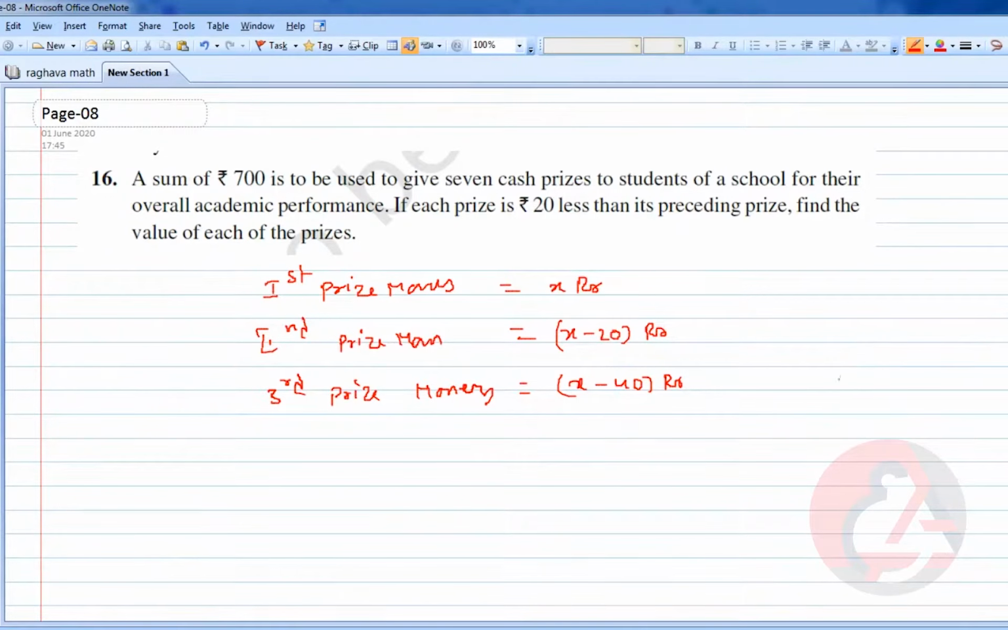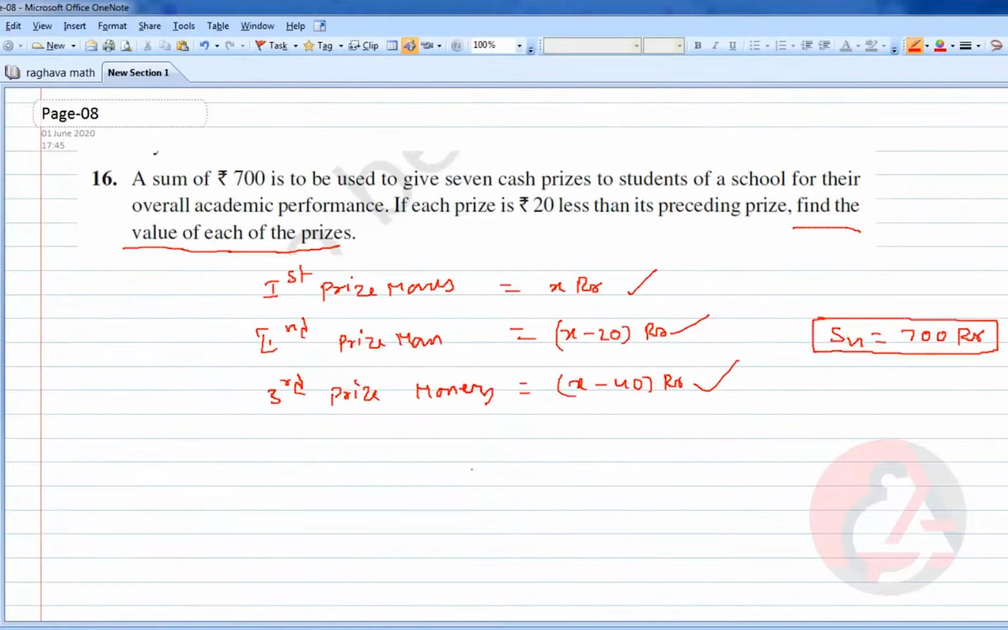He's not asking how many prizes, he's asking for the prizes. That means indirectly you have to find the number of prizes as well as each prize value. If I connect it to arithmetic progression, the first term is x, the second term is x minus 20, the third term is x minus 20 again. And they gave the S_n value: S_n is 700 rupees. So the sum of all the prizes should be 700 rupees. That means the number of prizes is limited.